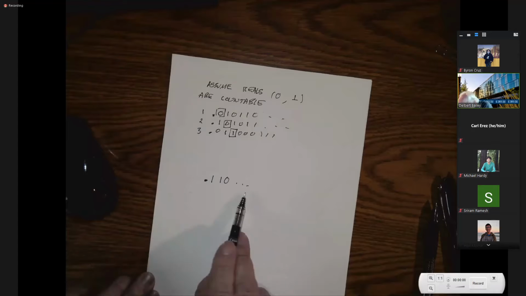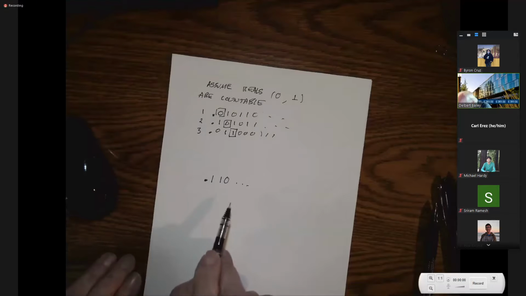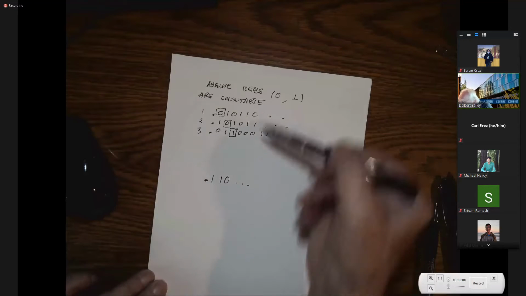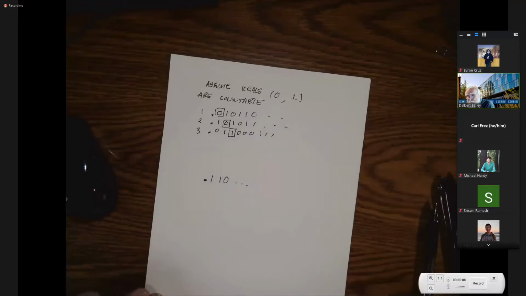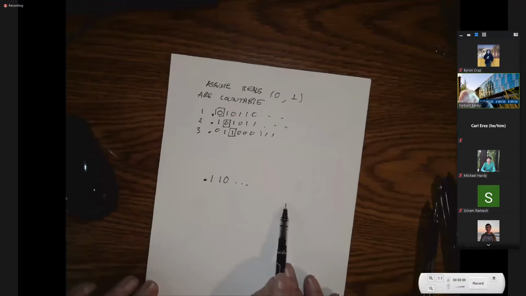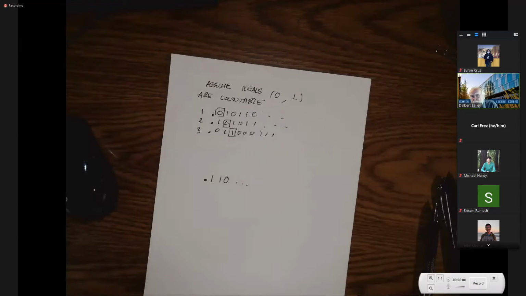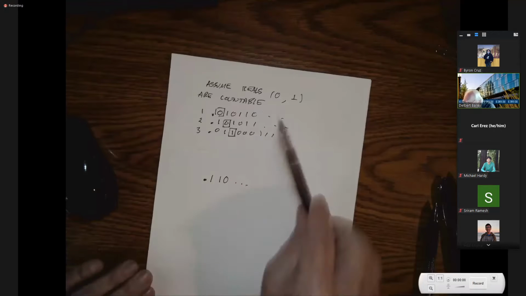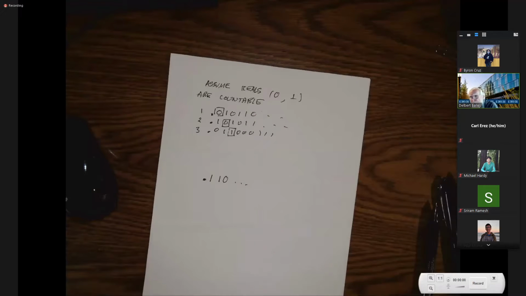Okay, well, notice this number by this construction is different from at least one of the numbers in this list. So it can't be in the list, but yet it's a real number. That's the big contradiction. Therefore, that original assumption that a list could be made, in other words, the assumption that they are countable, can't be true.